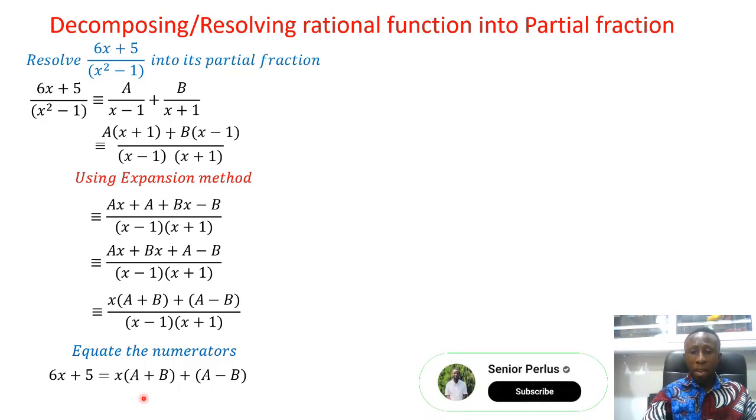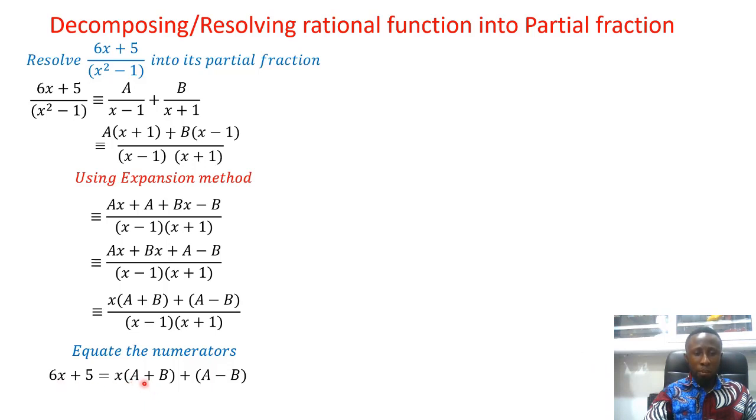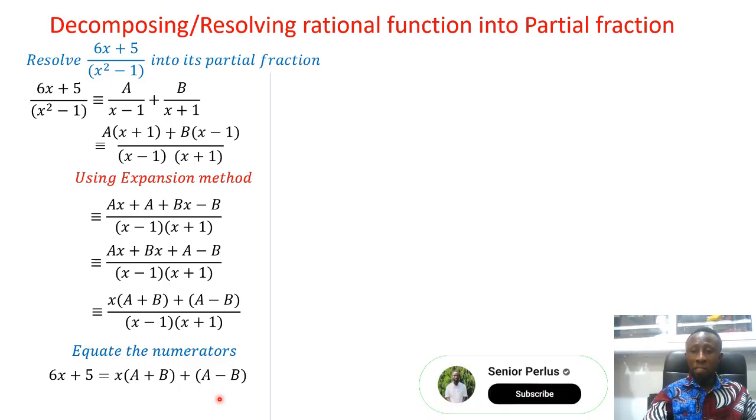We compare the coefficients. So 6s we compare to s times a plus b. Right, so you compare this to this, so this s will go, then it will be 6 equals a plus b. Then that is our equation one. Then 5, you compare, it's a constant, this constant to this constant, so 5 equals a minus b. That's our equation two. Then we solve it simultaneously.